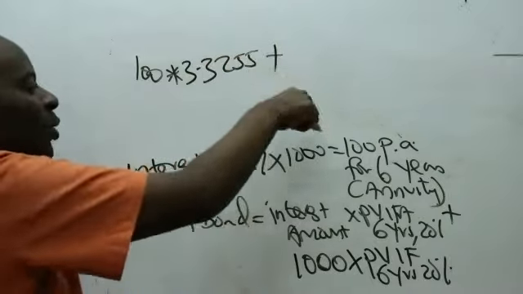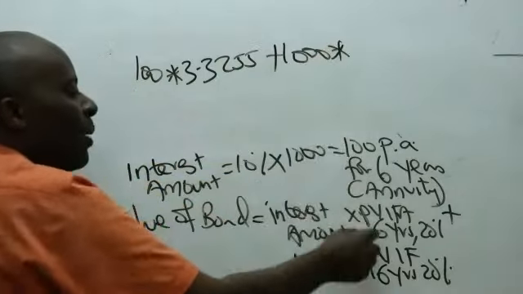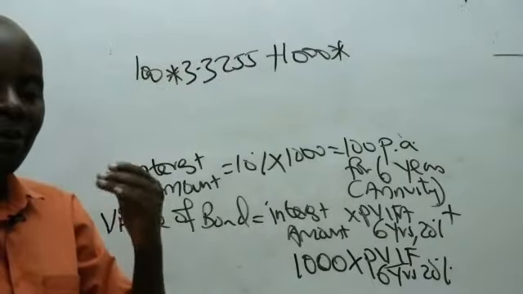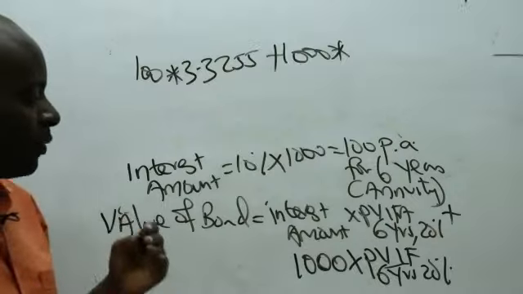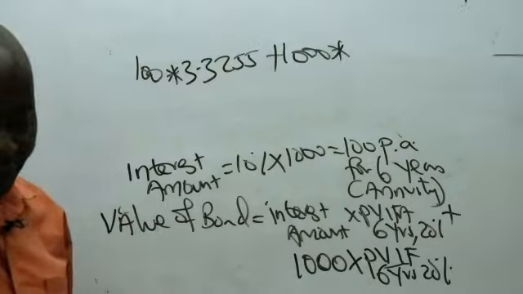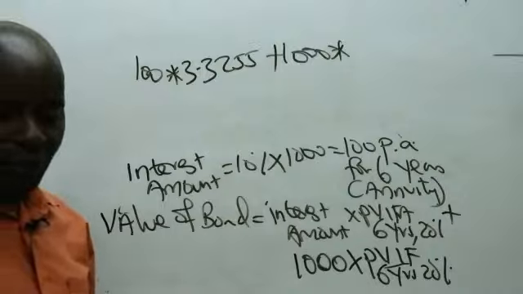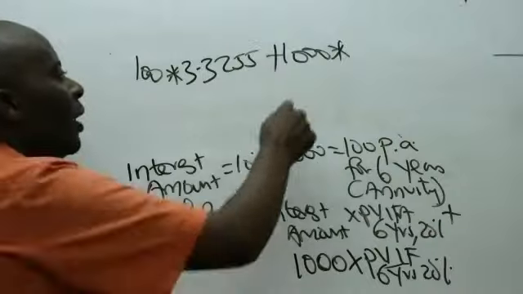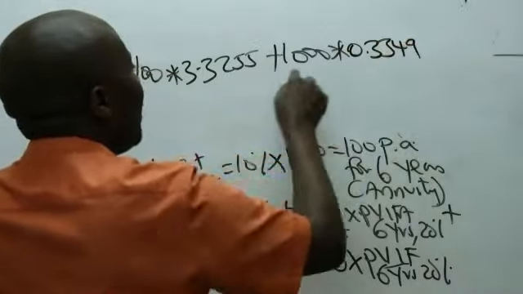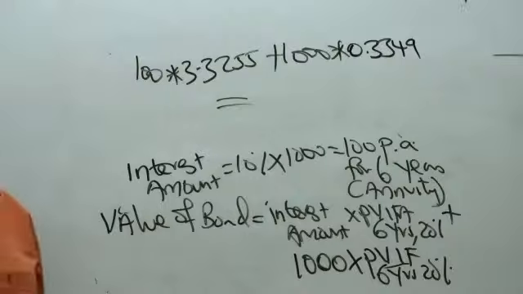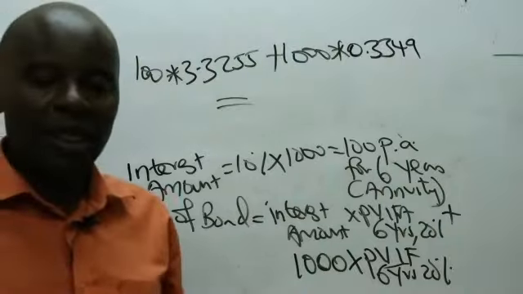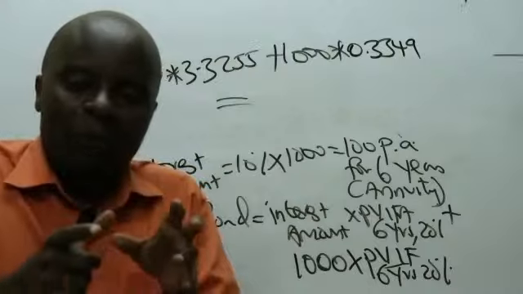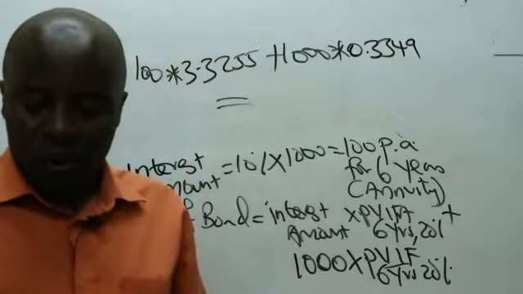3.3255 plus the redemption value, which is 1,000 times PV. Please go to your tables where you have the present value interest factor, PV, at 20% for 6 years. What do we have there, somebody? 0.3349. And at the end of the day, ladies and gentlemen, on the basis of the cash flows receivable, what is the value of the bond?